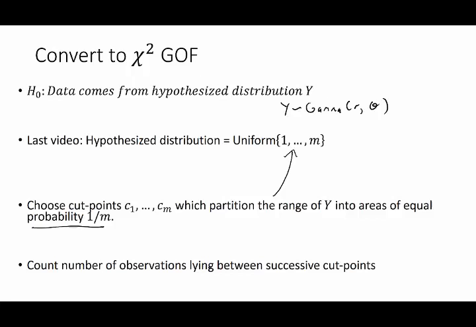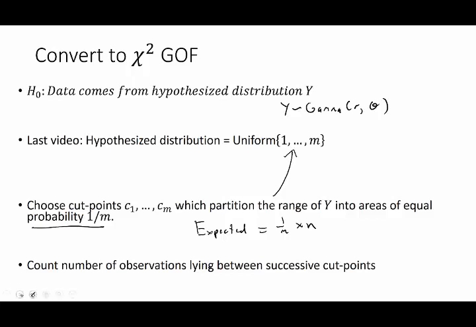After you do that, getting the expected counts for each bin of values is going to be pretty easy. It's just going to be 1 over m times our sample size. Then, to get the observed counts, you simply count the number of observations lying between the successive cut points C1 through Cm, right, and compare those with the expected values.